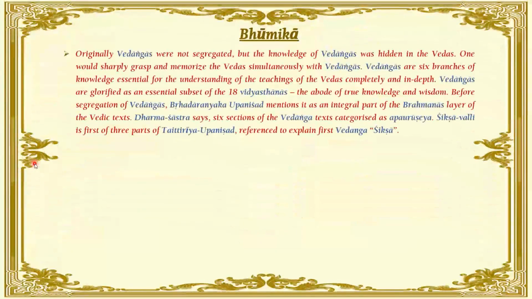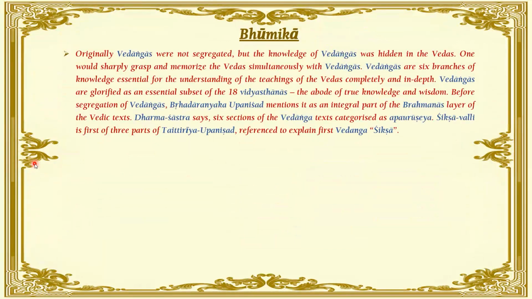Originally, Vedangas were not segregated, but the knowledge of Vedangas was hidden in the Vedas. One would sharply grasp and memorize the Vedas simultaneously with Vedangas. Vedangas are 6 branches of knowledge essential for understanding the teaching of the Vedas, and Vedangas are glorified as an essential subset of the 18 Vidyasthanas. There are 18 Vidyasthanas which are mentioned.